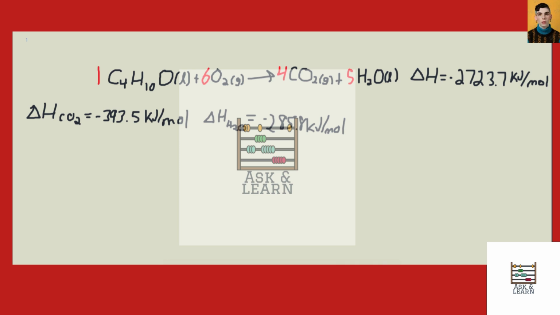Next, we're going to find the delta H value. So remember, using Hess's law, delta H of reaction is equal to delta H of products minus delta H of reactants. So minus 2,723. In fact, let's just set it up like this. It'll make it less confusing. So remember, this is Hess's law.